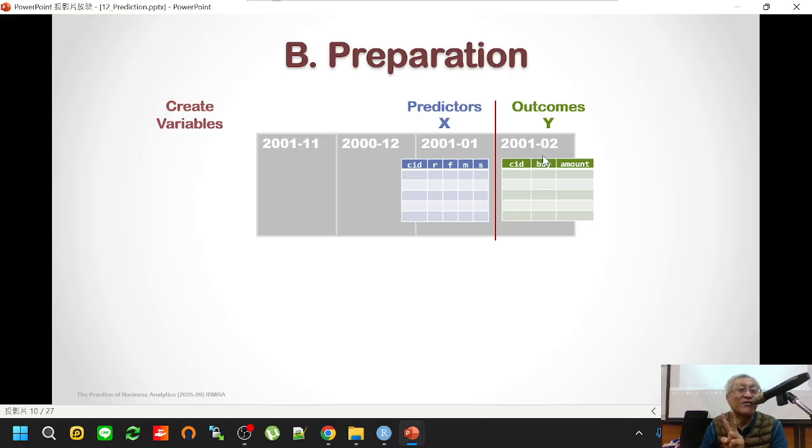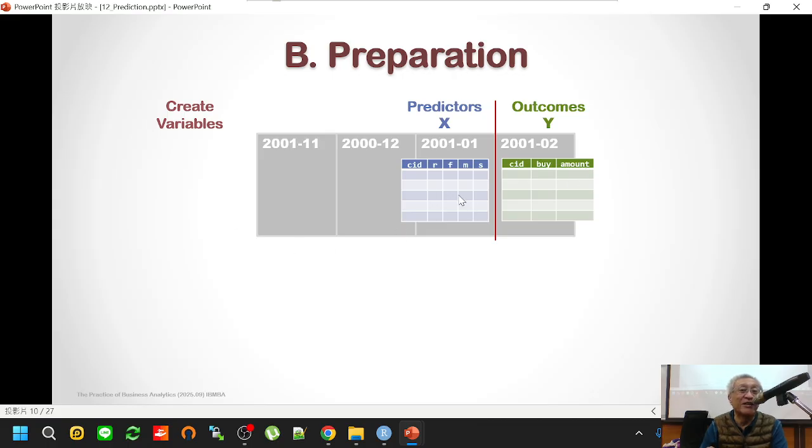So the first outcome variable is whether a customer buys, right? And that is a binary variable, 0 and 1, okay? We build a model for buying probability. And the second thing is the buying amount, right? That would be your numeric model, okay? So before we can do the model, we need to prepare the data in this way, right?